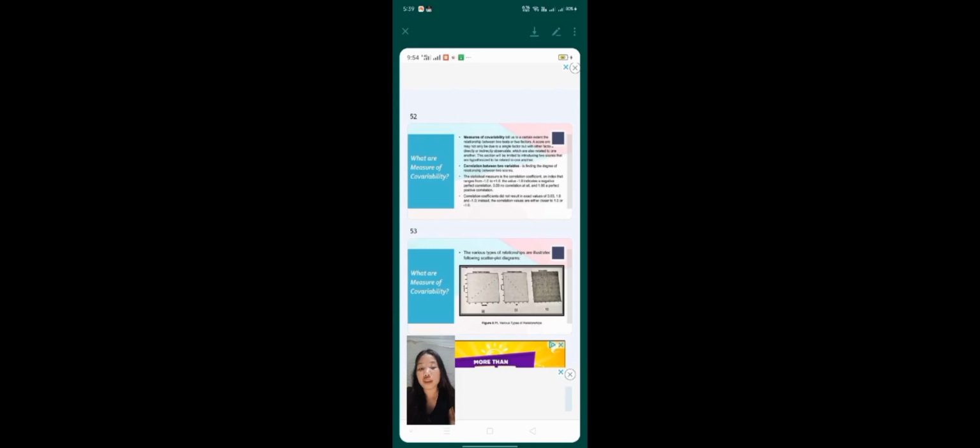Good evening everyone. Today we will explore the concept of covariability and correlation, focusing on how to measure and interpret the relationship between two variables. Covariability refers to the extent to which two or more variables change together. A high degree of covariability suggests a strong relationship, but it doesn't imply causation. We'll use correlation to quantify the strength and direction of this relationship.